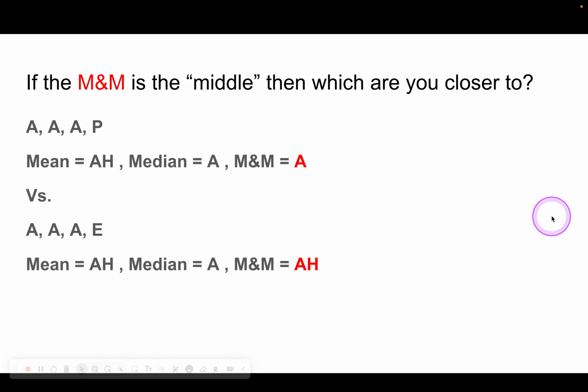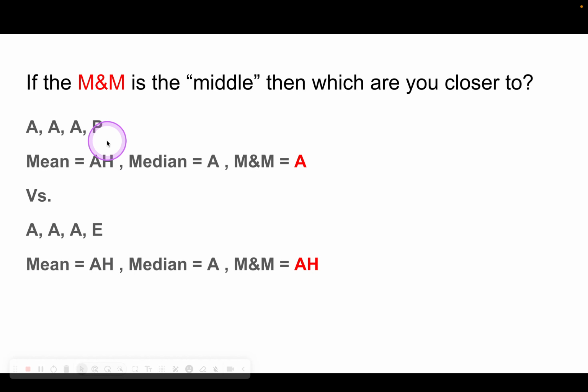Okay, so here's a couple examples of the M&M. If you have 3 A's and a P for one student, and another student has 3 A's and an E, this is where it's difficult to talk about, like, all right, what should I get? Should I get the A here, or should I get an AH? What should I get? Same thing here. Is it an A? Is it an AH? Is it even a P maybe? Right? And so it feels a little ambiguous, or at least it feels that way to students.